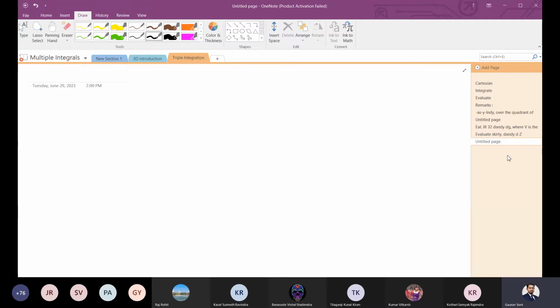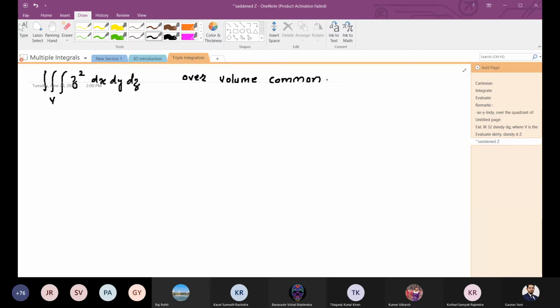This is going to be more interesting here. So evaluate the triple integral over V of z square dx dy dz over the volume common to x square plus y square plus z square is equal to a square, and x square plus y square is equal to ax. Yes.